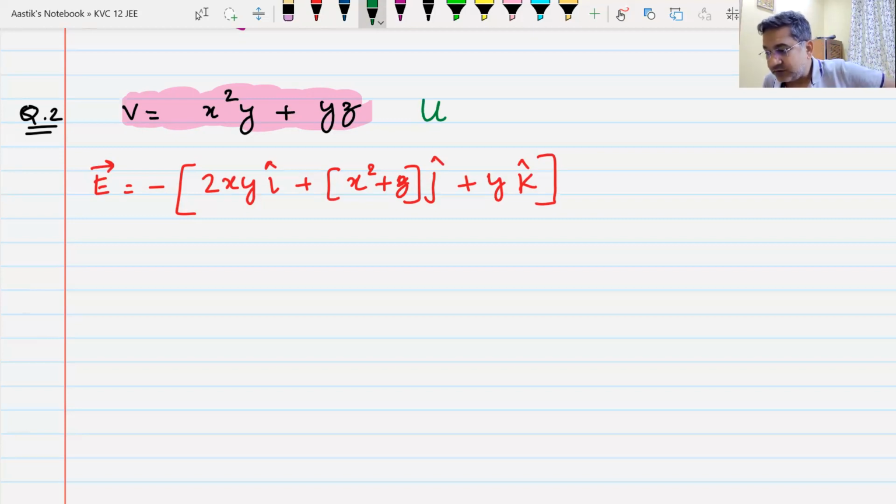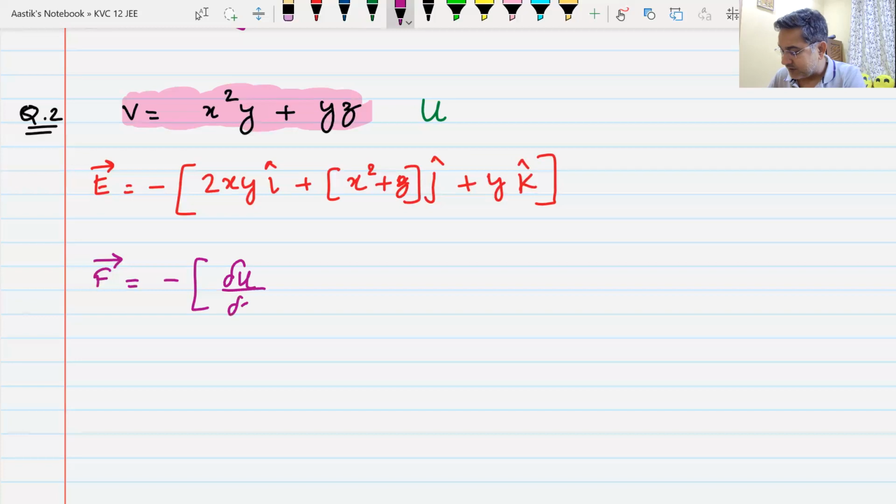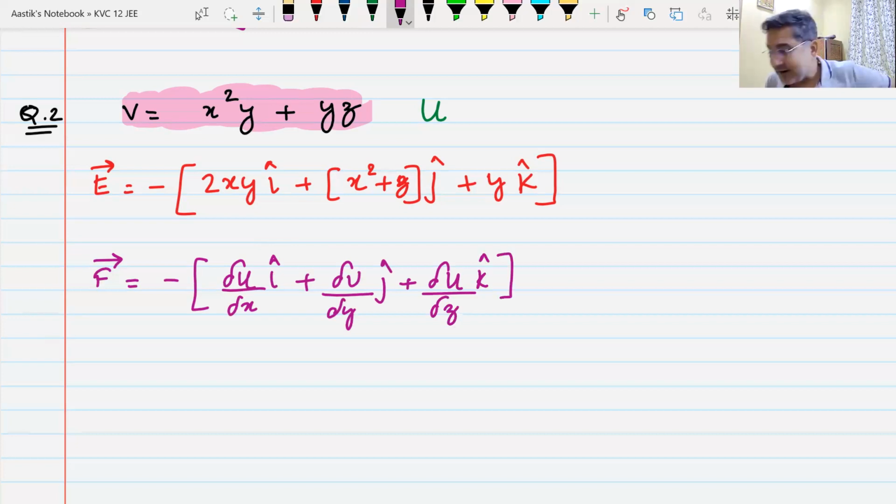Do we understand this? Yes or no? So what can I write? I can write the conservative force F vector as minus del u by del x i, plus del u by del y j, plus del u by del z k. Do we understand this? This is what I am finding: the conservative force from the energy function. Both are the same things. We understand this? Yes or no?